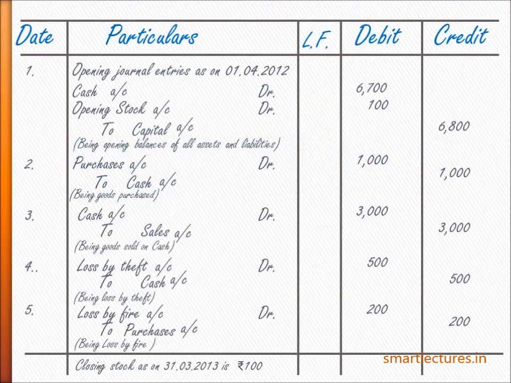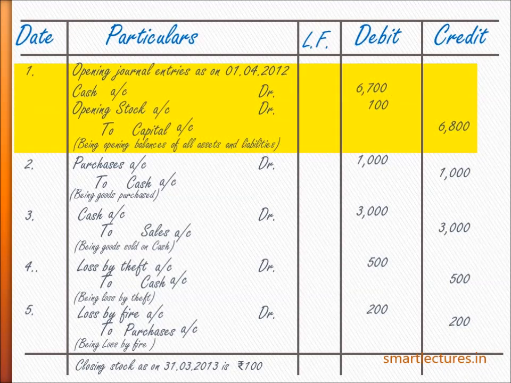Let's take one more practical question. Suppose these 5 journal entries have been passed or made during the year in a form. Number 1, opening journal entry as on 1st April 2012. Cash account debit 6,700, opening stock account debit 100, to capital account rupees 6,800.